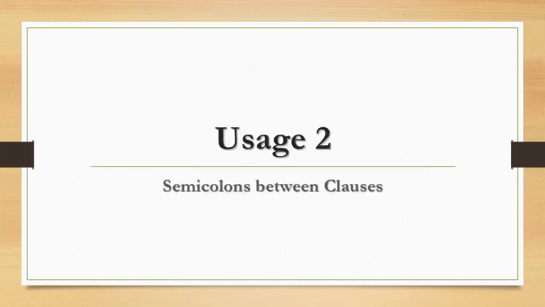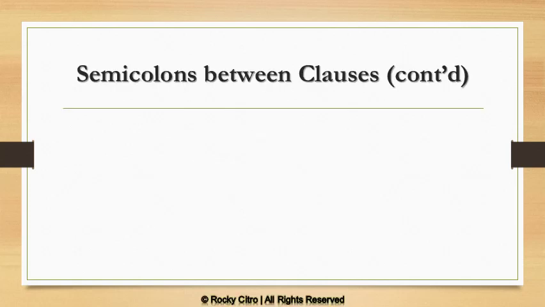Let's take a look at our second usage for semicolons, using them to join clauses. So in the fourth lesson in the comma usage video, we looked at a situation where we had two independent clauses joined by a coordinated conjunction.